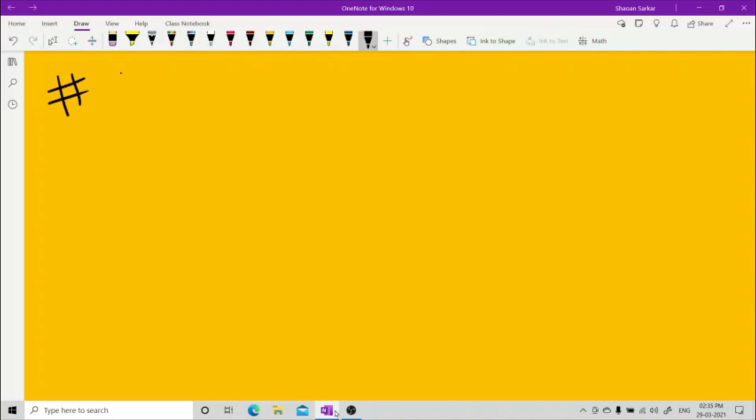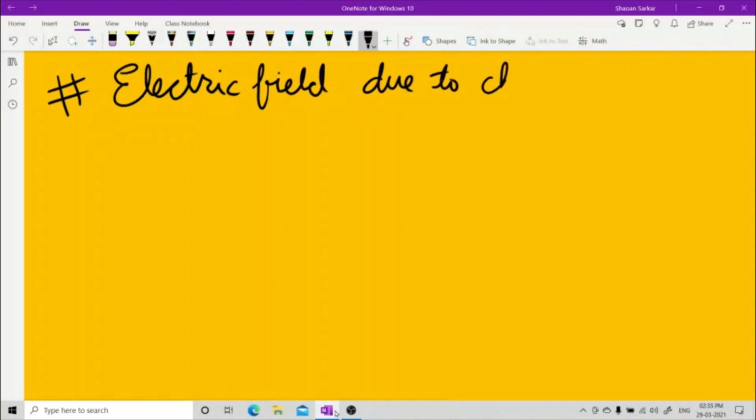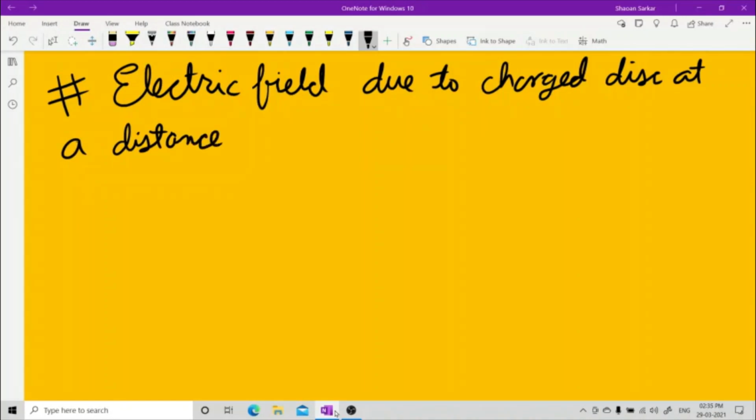Electric field due to a charged disk. Earlier it was a ring, now it is a charged disk. Electric field due to a charged disk at a distance r from the center of the disk.